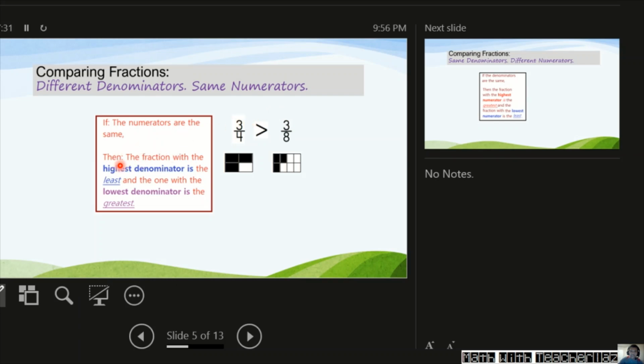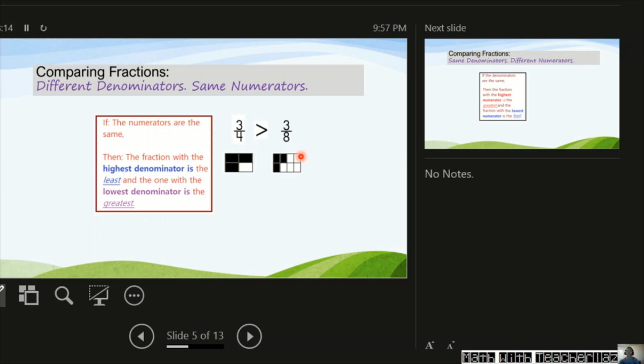If the numerators are the same, then the fraction with the highest denominator is the least. Okay? So here 3/4, the denominator is 4. 3/8, the denominator is 8. Now, because we have same size wholes as represented here, here you have 3/4 and here you have 3/8. Because we have the same size wholes, but the whole is only cut into 4 pieces, and on 3/8 the whole is cut into 8 pieces, the more cuts you make, the smaller the size of the pieces. So even though you picked 3 pieces on 3/4, those are bigger than the ones you picked on 3/8.